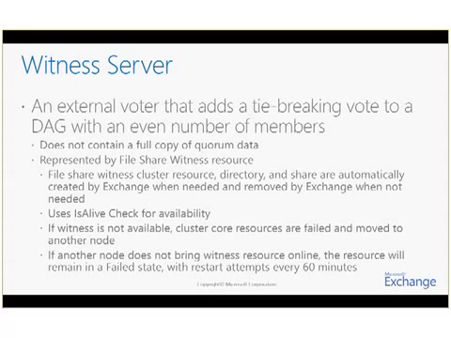The cluster uses the isAliveCheck functionality to make sure that it can reach out to this share on this server. If for some reason it's not available, then the cluster will try to resolve that by failing the resources and moving them over to another node to try and bring that resource back up. If the other node isn't able to bring the resource back up and turn it into an online state, then the resource will remain in what's called a failed state. Then we'll try to restart it every 60 minutes. And if the resource happens to be needed to maintain Quorum, there will be a one-time retry.